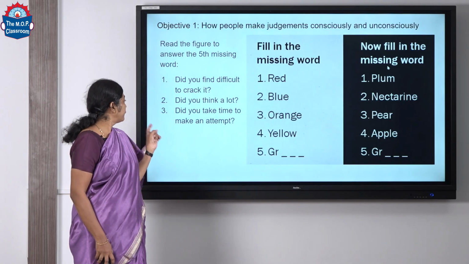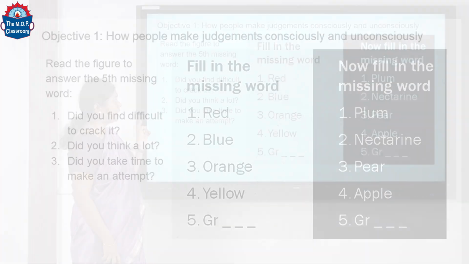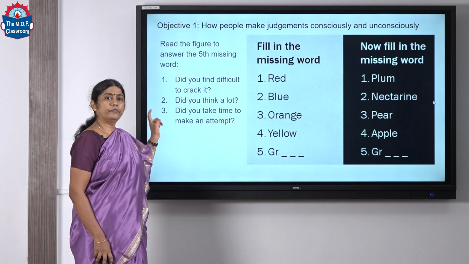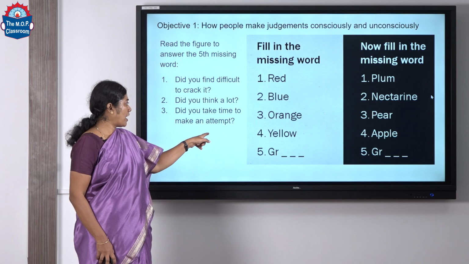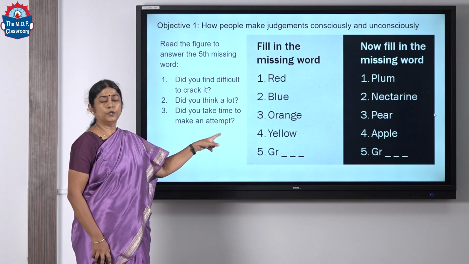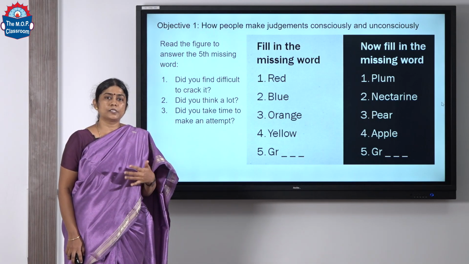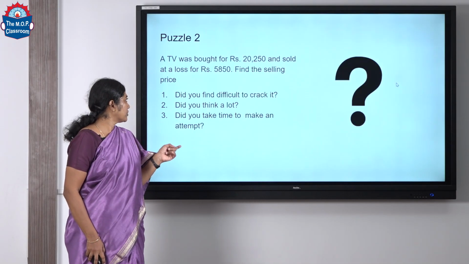Let's begin with the first objective, which is how people make judgments consciously and unconsciously. Now look at these two images, and I want you to try to give me an answer for the last missing word. You have a missing-letter word for picture 1 and for picture 2. Did you find thinking effortless, or was it spontaneous? Keep thinking about it, and I'll move on to the second picture.